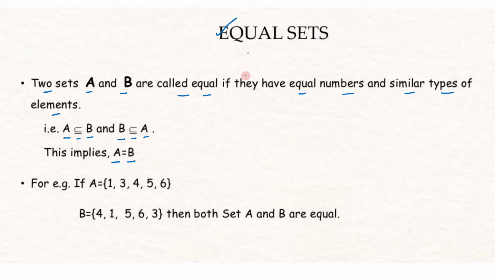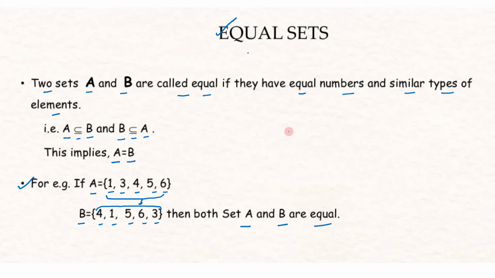So in order to understand equal sets, let us take a simple example. Here we are having a set A whose elements are 1, 3, 4, 5 and 6. And we are having another set, set B, whose elements are 4, 1, 5, 6 and 3. Here we can see that each and every element of A is an element of B and vice versa. So this means that both sets, that is set A and B, are equal.